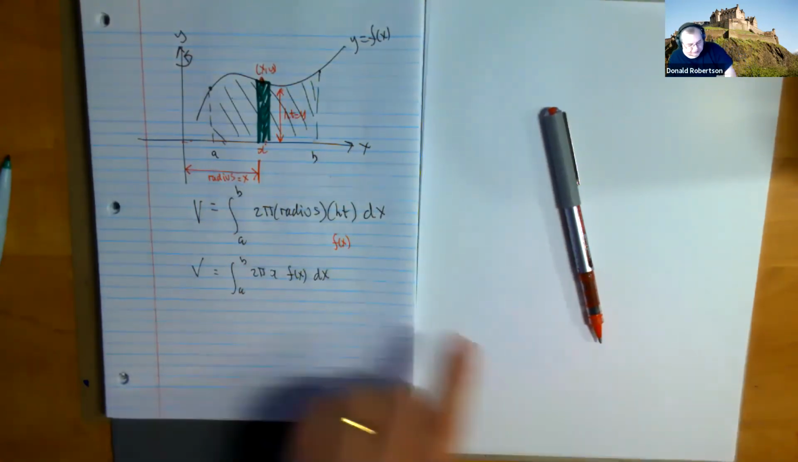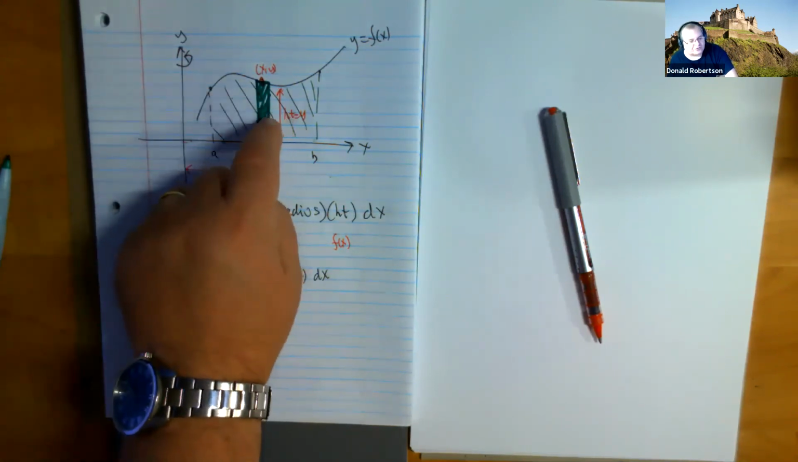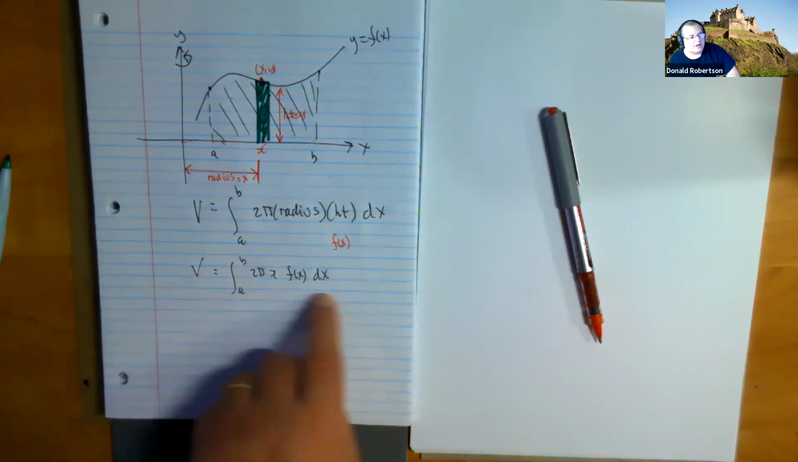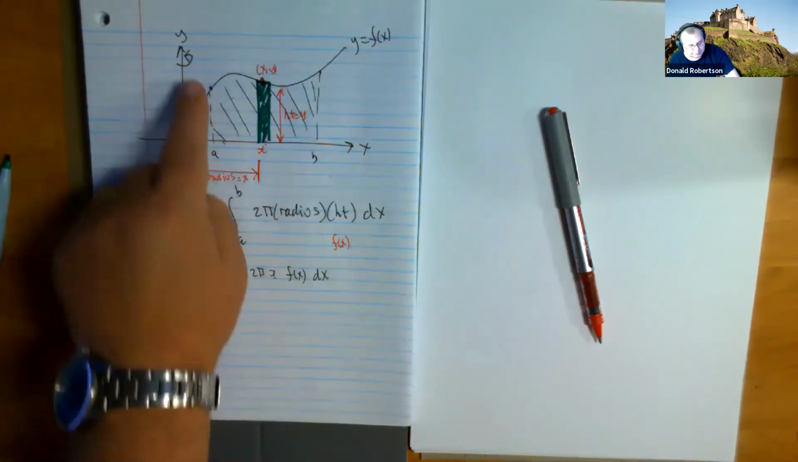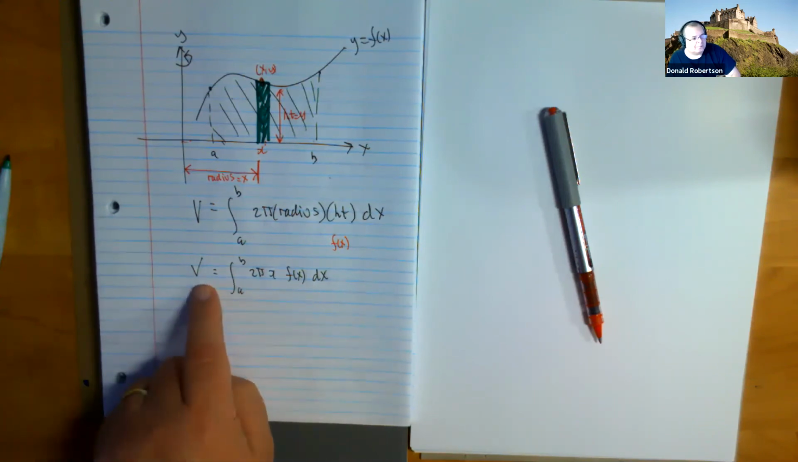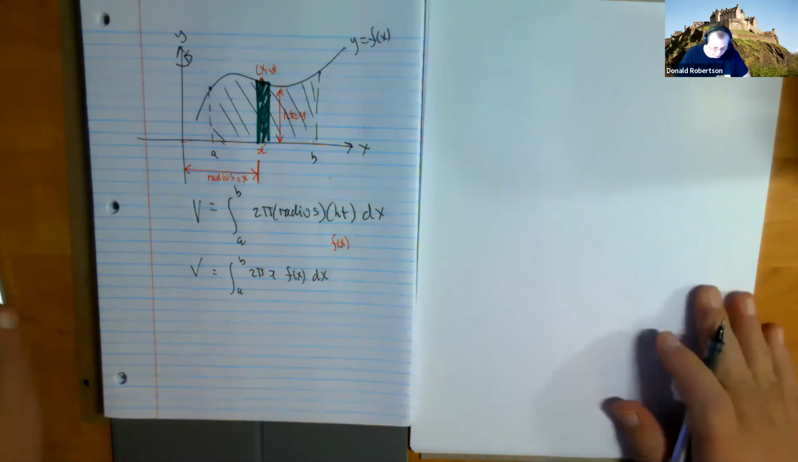So provided you're rotating about the y-axis and it's a single function, that's the formula that will get you the volume. So a single curve being rotated about the y-axis, this is the formula that will get you, right? Now, if you start moving things around, then all bets are off.